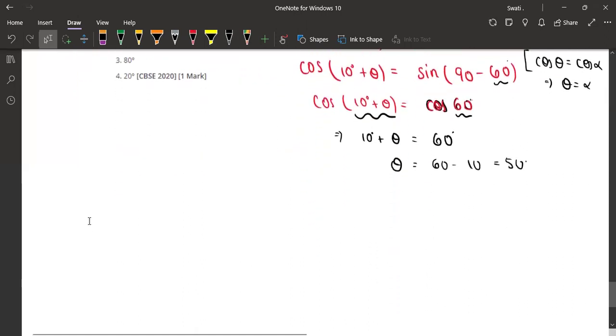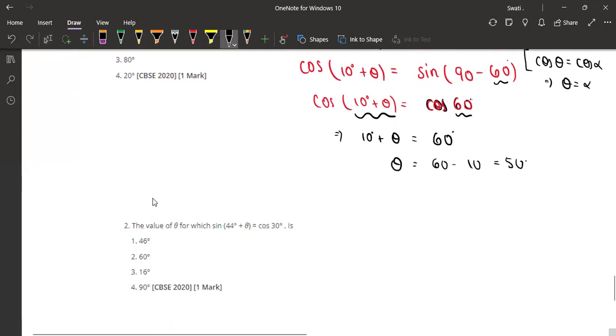The second question is: we have to find the value of theta for which sin(44 degrees + theta) is equal to cos 30 degrees. If you have understood the first question, then question 2 is obviously very simple. If you think you can solve question number 2, please pause this video and solve it, then play the video and check whether you are getting the same option or not.